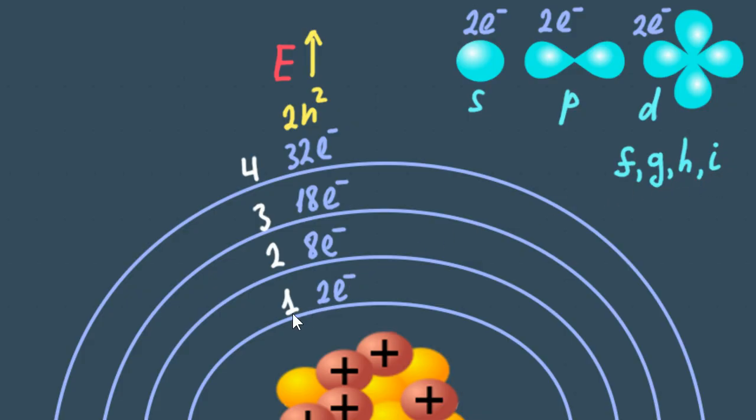At the first energy level, we can have only 2 electrons. And they will be on one s orbital. At the second energy level, there can be a maximum of only 8 electrons. 2 of them will be on the s orbital, the other 6 will be on the 3 p orbitals. At the third energy level, the first 8 electrons will be located in the same way as at the second energy level. But the remaining 10 electrons will be located on 5 d orbitals.